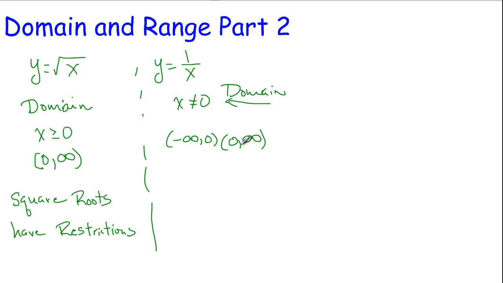Now this also is a restriction when you have a denominator. So we say restrictions also occur when fractions happen. So fractions have restrictions. We need to look for those restrictions when we are talking about the domain. Okay, so let's look at a couple of examples dealing with this very thing.